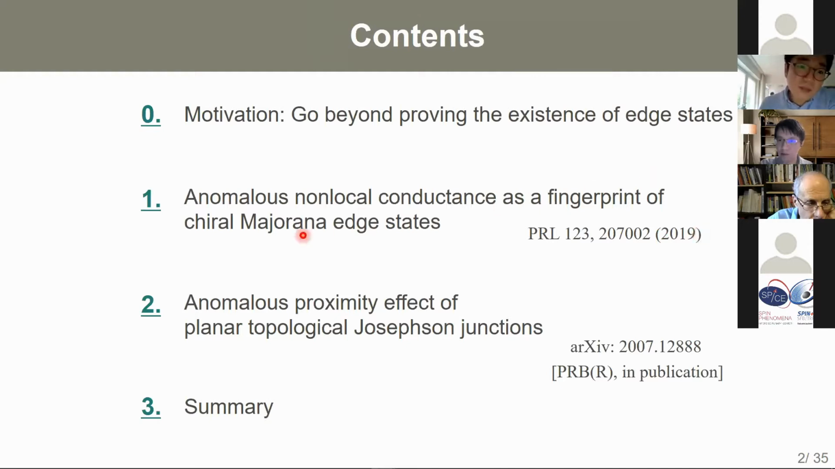First, I studied the anomalous non-local conductance as a fingerprint of the chiral edge state. In this work, we propose a smoking gun experiment for detecting the chiral motion of the topological edge states. In the second part, I will talk about the anomalous proximity effect of planar topological Josephson junctions. In this work, I will propose a practical, promising experiment for detecting the anomalous proximity effect, which is one of the most striking phenomena reflecting the presence of the Majorana edge state. Finally, I want to give you a summary of today's talk.